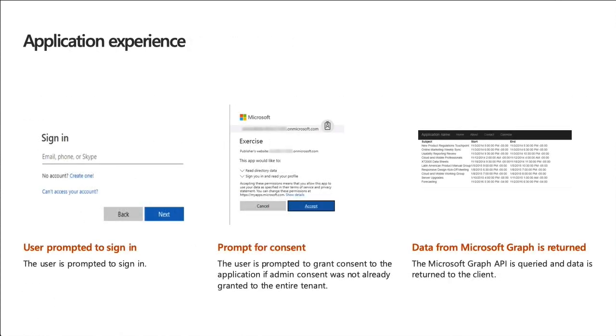So what does the experience look like for this? Well, the user is going to first be prompted to sign in and then be prompted for consent. And this is only going to happen if it was not already granted by the user, if they didn't already grant access to their data. And then all the data is going to be shown inside of the client.